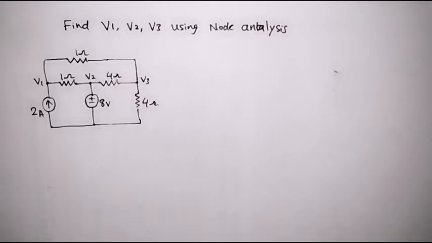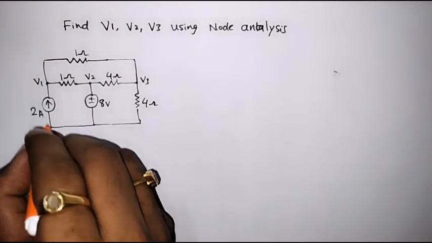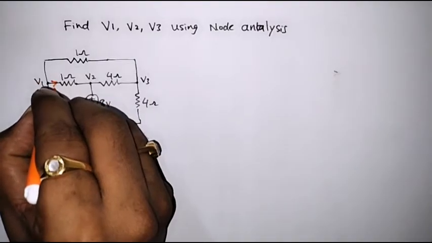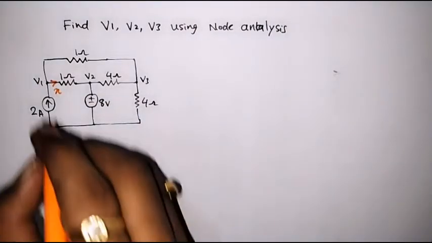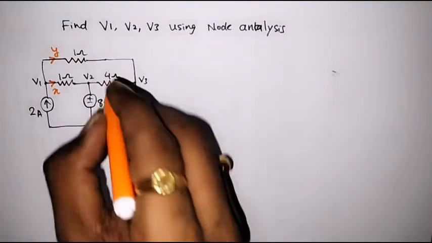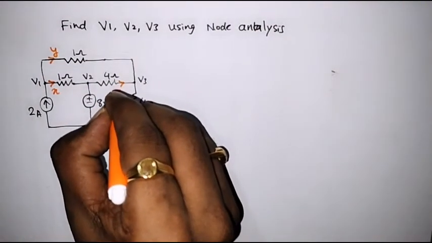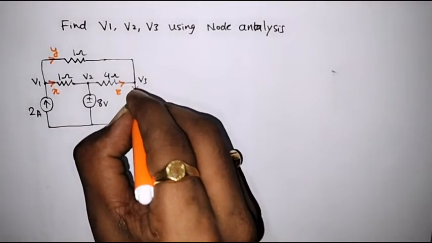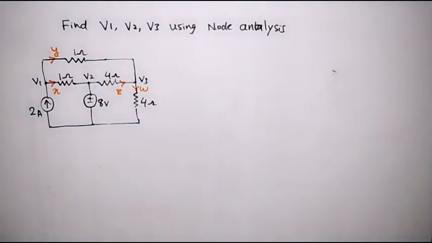KCL is applied to each node to analyze the circuit. Mark all branch currents. So here in this branch, current 2 amp is flowing. We'll assume that current X is flowing in this branch, current Y is flowing in this branch, let current Z flow in this branch, and say current W is flowing in this branch.